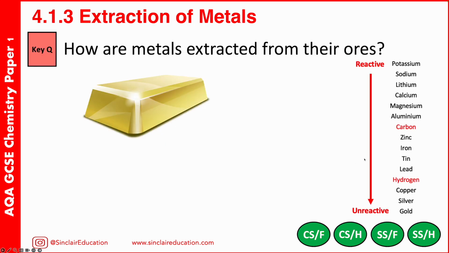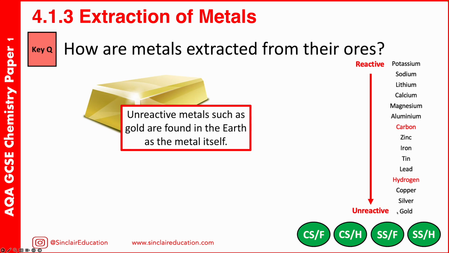Now, where this reactivity series links in is the idea that we can use our knowledge of the reactivity series to be able to extract metals from their ores. Now, ores are rocks that contain minerals or metals in a high enough quantity that it's worthwhile or economically viable to remove that metal and extract it. Now, some metals, such as gold and platinum, for example, are so unreactive they are found exactly as they are in the Earth's crust. So we find these as pure metals.